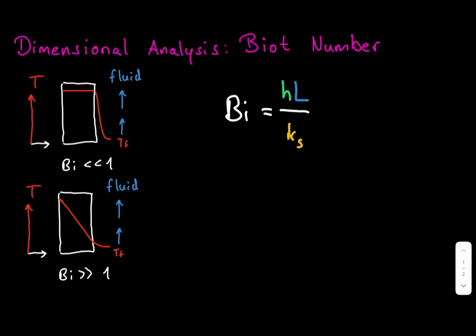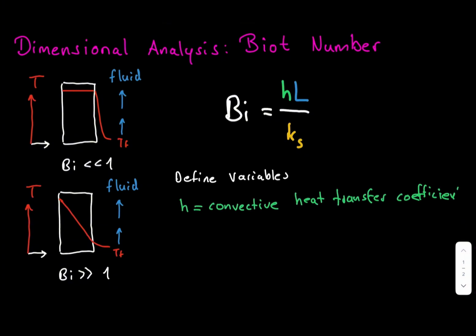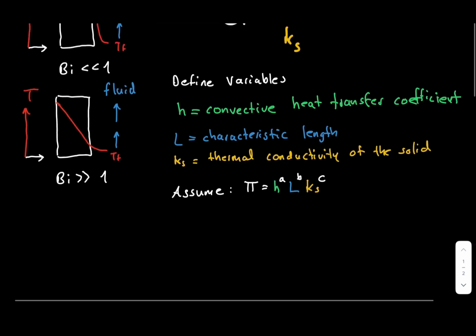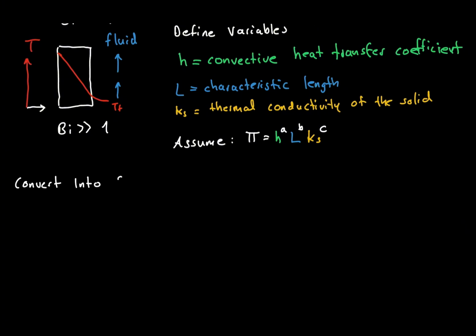Assume heat transfer depends on three variables: the heat transfer coefficient, a characteristic length, and the thermal conductivity of the solid. We denote them as h, L, and k_s. First, we convert each variable into SI base units.